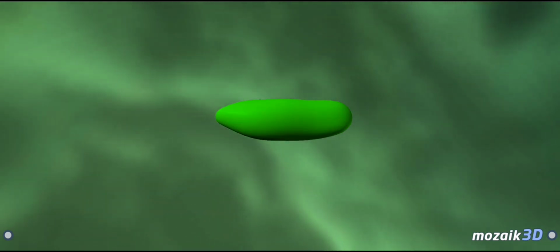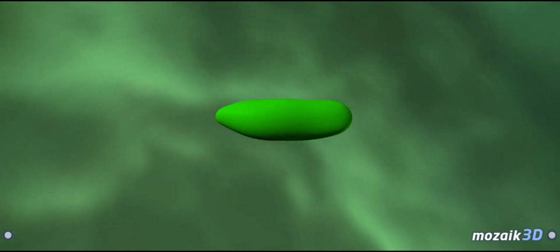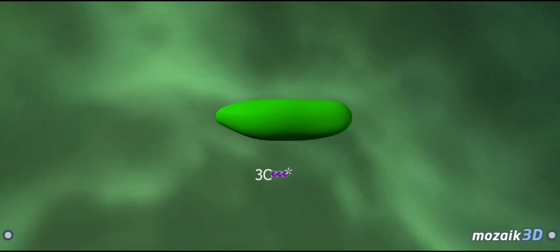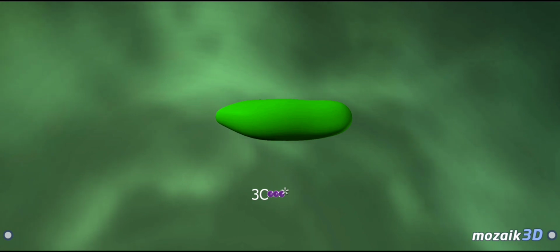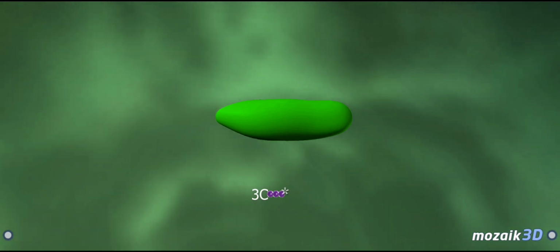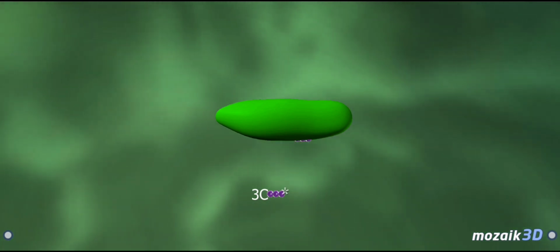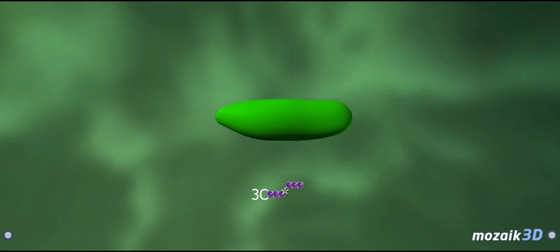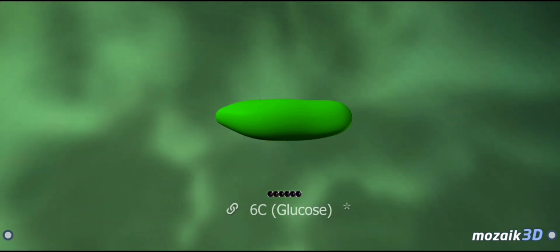2 cycles produce 2 3-carbon molecules, which attach and form a 6-carbon glucose molecule. The plant uses glucose in its further metabolic processes for starch synthesis, or in its digestive processes for the production of ATP.